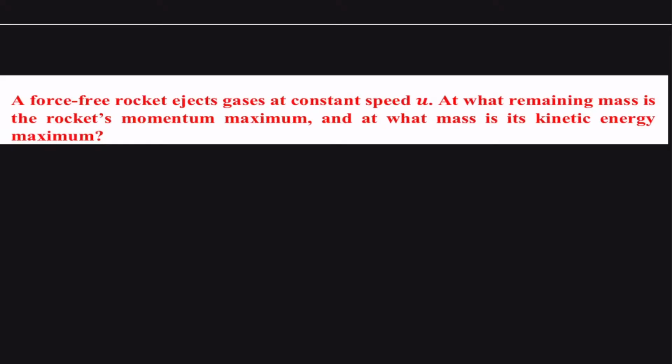So in the first question, it states that a force-free rocket ejects gases at constant speed u. At what remaining mass is the rocket's momentum maximum, and at what mass is its kinetic energy maximum? So we have to find out the respective kinetic energy as well as the momentum. That will be the maximum part. Okay.